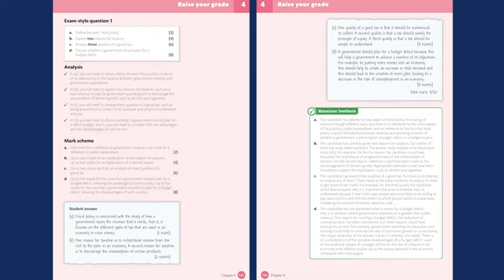The questions are followed by an analysis, explaining what each of the 4 questions are looking for, a mark scheme, a student answer, and examiner feedback on that answer, pointing out how the student answer could have been substantially improved. So, here are some of the headlines of this video in the form of top tips.